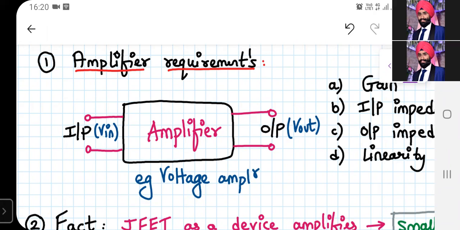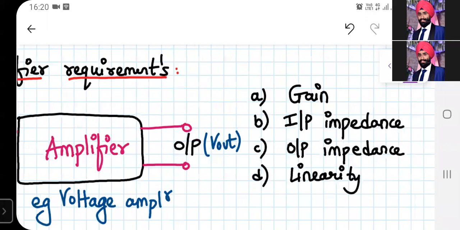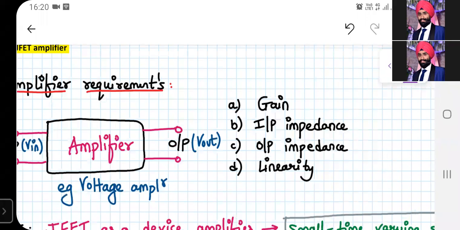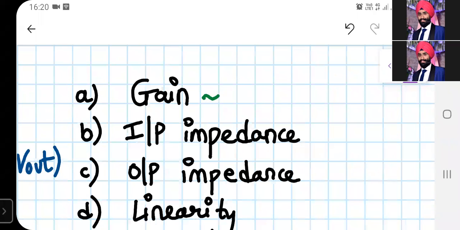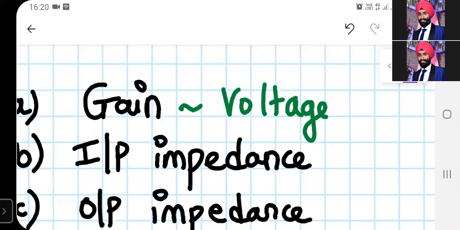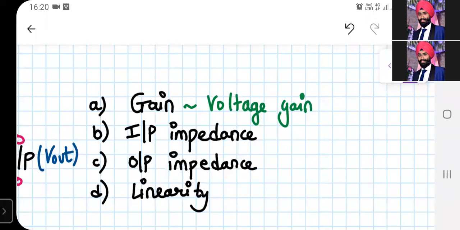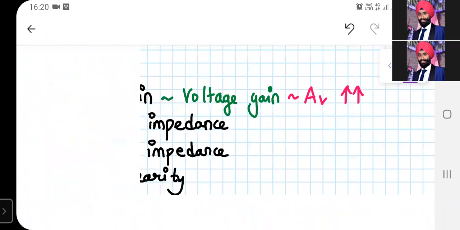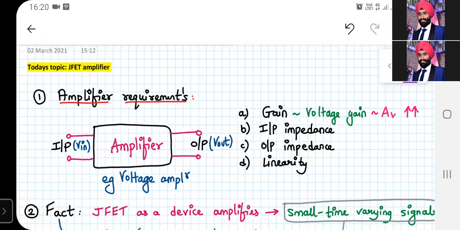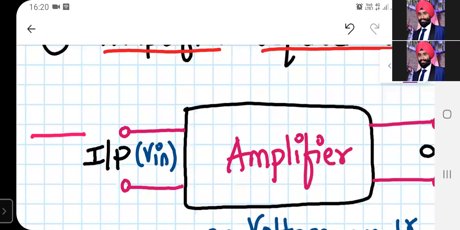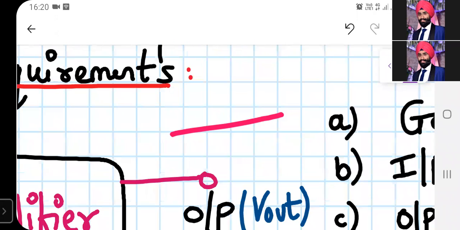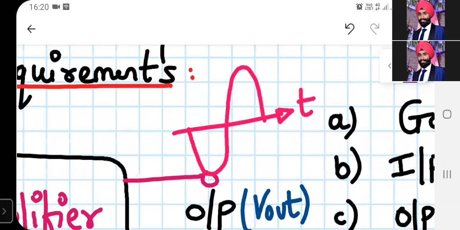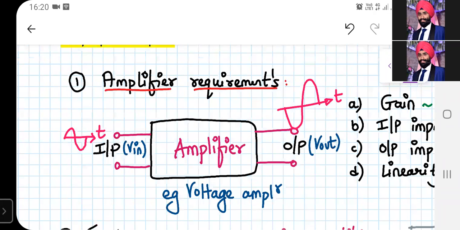Now, since we are focusing only on the voltage amplifier, we will define the following amplifier requirements. So what should be the gain? Whenever we say gain over here, we are referring to voltage gain. Obviously, if it is an amplifier, your voltage gain, which is represented mostly by AV, should be very high. Then only it will make sense, right? Because you are going to amplify a small signal at the input into the output. So let's say this is my small time varying signal, and you want to amplify it. So this will be my output. You're amplifying with a voltage gain, so your voltage gain should be very, very high.